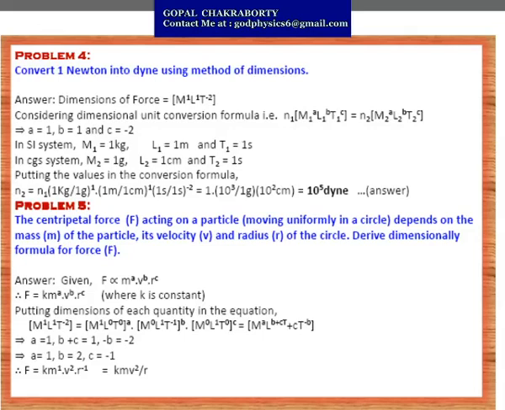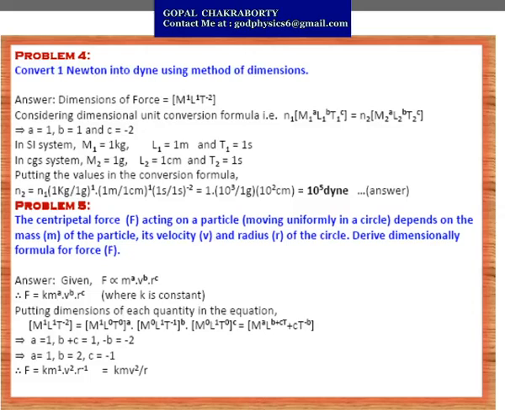Now putting the values in the conversion formula, what we will get, n2 equals n1 into 1 kg by 1 gram whole to the power 1 into 1 meter by 1 centimeter whole to the power 1, and 1 second by 1 second whole to the power minus 2. So that ultimately gives us 10 to the power 5 times. So 1 newton is equal to 10 to the power 5 dyne.